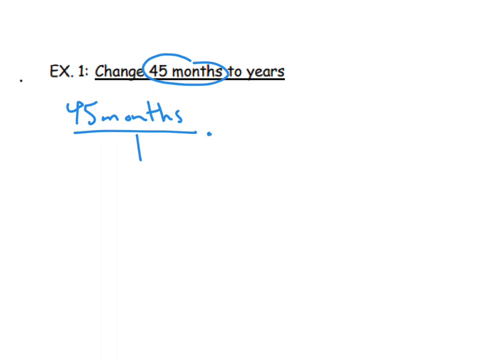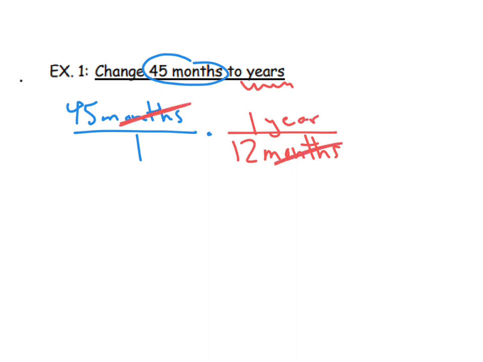Now, we know to be true that we have 12 months in 1 year. So we want this months to cancel out because we're trying to get to years. So I'm going to put 12 months on the bottom of the next fraction and 1 year on the top. That way this months cancels with that months, and then notice all we have left is years, which is what we want. So now we're going to multiply straight across.